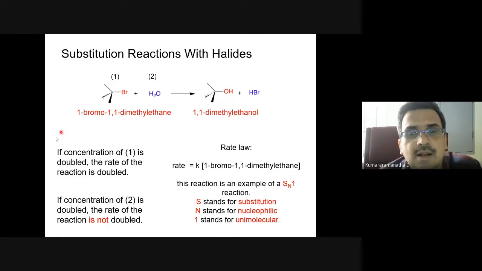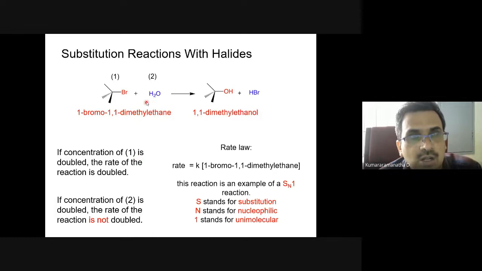Ethane is converted into ethanol. So the bromo group is gone, OH is coming in as the replacement, and HBr comes as a side product, a byproduct. Now, if you look at this, if the reactant concentration is doubled, the rate of the reaction, meaning how quickly the reaction converts, also increases, doubles.